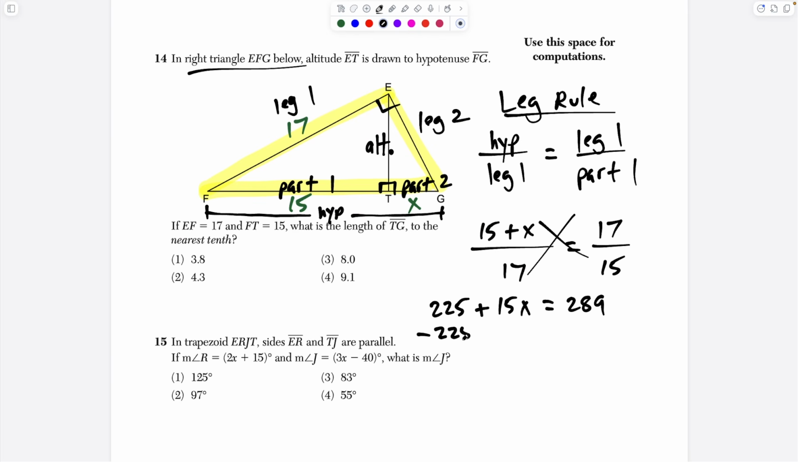Now we can work out the rest. We subtract 225 on both sides. On the left side, 225 minus 225 cancels, and we get 15x equals the difference of these two numbers. I could work this out in the calculator or just do it myself.